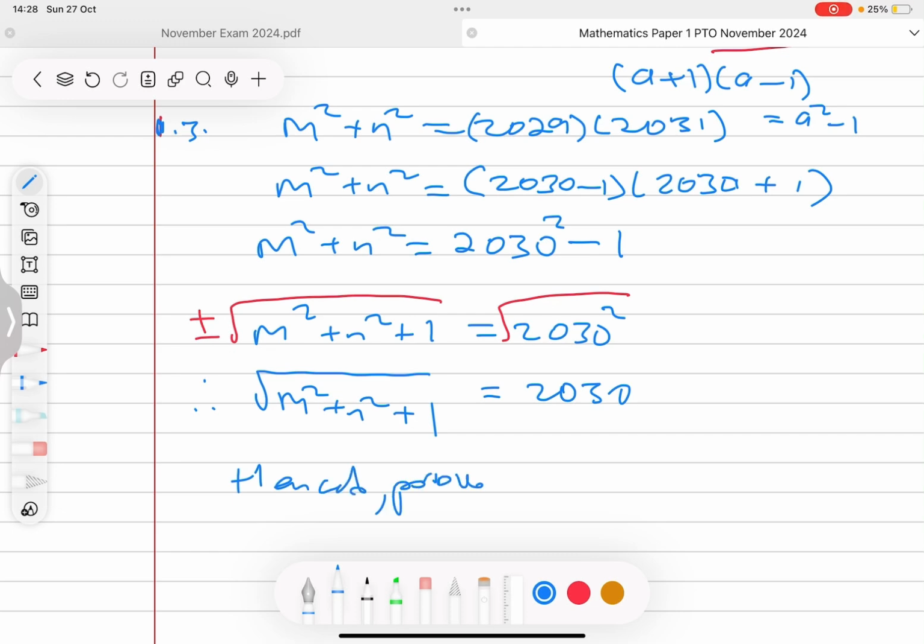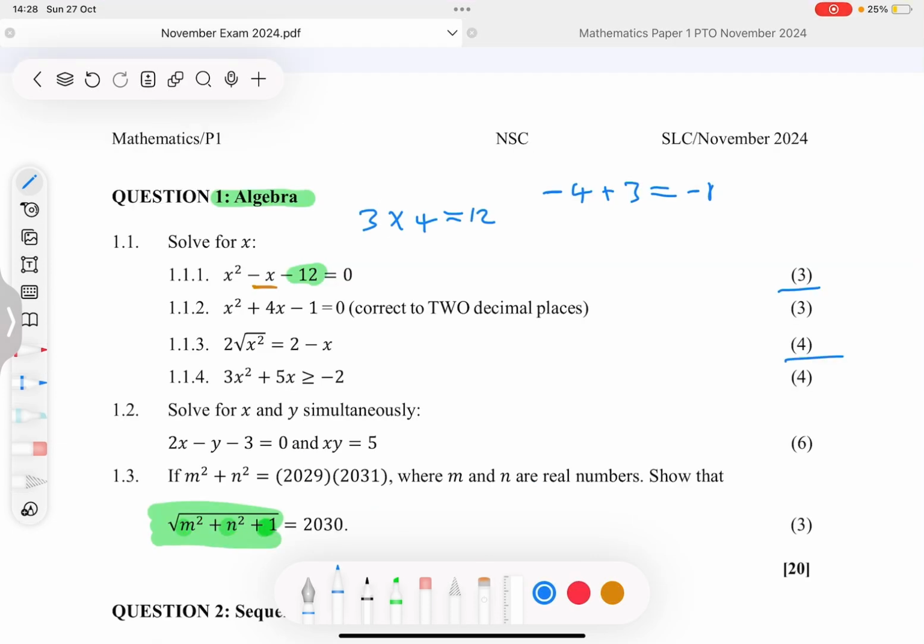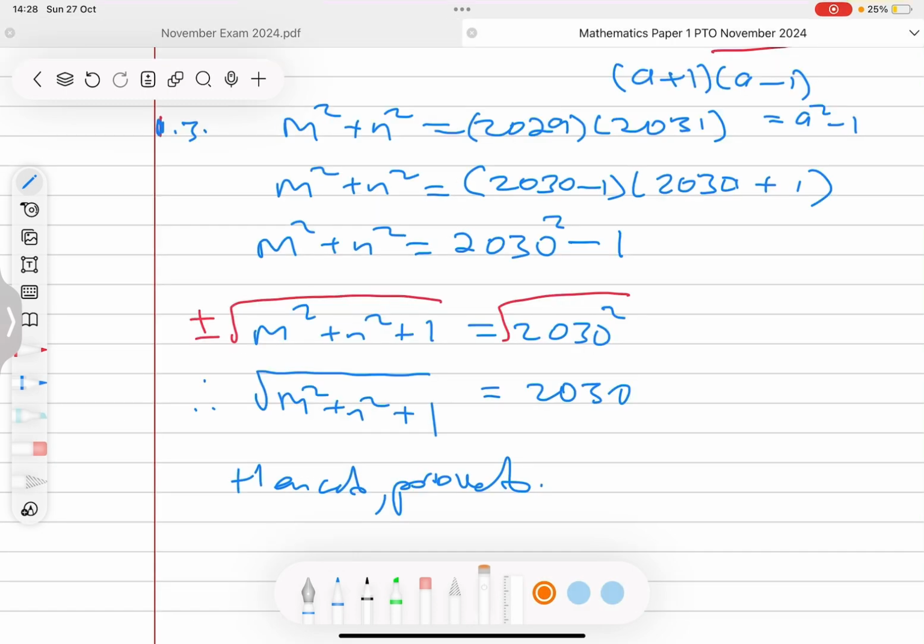Notice that I only took the positive answer, between plus and minus, because there is no way in which you can square these two numbers, if they're real numbers, so that they give you a negative number. This number here has to be positive. You can see that it's a positive 2030, right? So it always has to be positive. It cannot be negative. And that's how you solve this problem. And basically that's what you should expect for question 1.